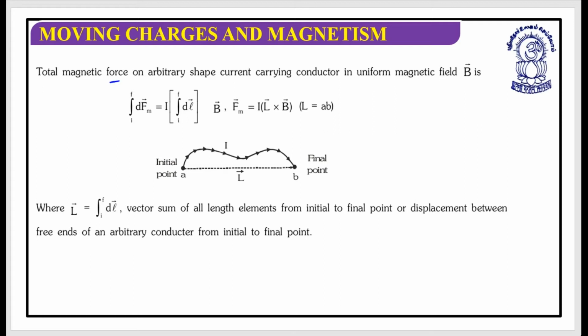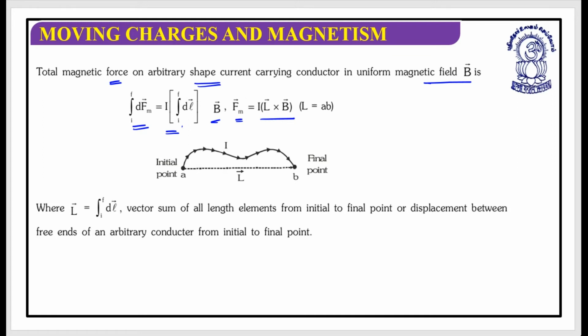Now it was the case when we were discussing a straight wire, but let's assume the total magnetic force on an arbitrary shaped current carrying conductor placed in a uniform magnetic field B. I need to do the same thing: integration of dFm equals I into integration of dl from initial to final, cross B. So this magnetic force would be equal to I into bracket L cross B.